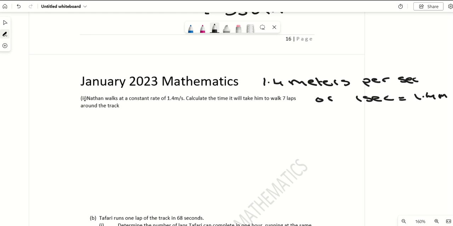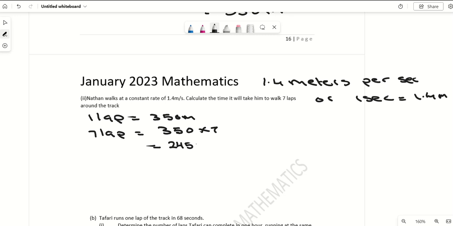Now, first off, we know that 1 lap, from the first part of the question, is equal to 350 meters. We want to find out how much would be 7 laps. 7 laps would be 350 multiplied by 7, which is equal to 2,450 meters. That is for 7 laps.